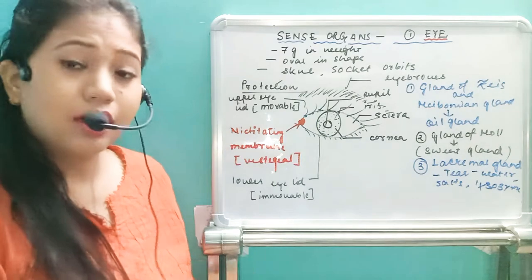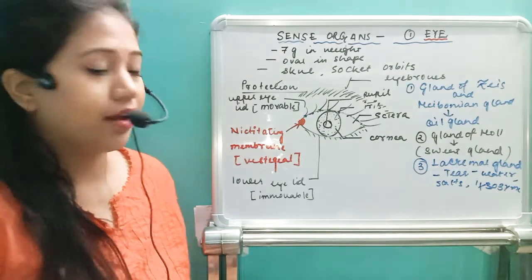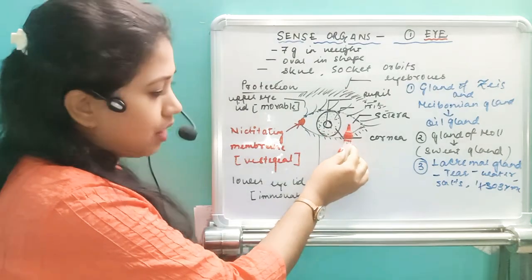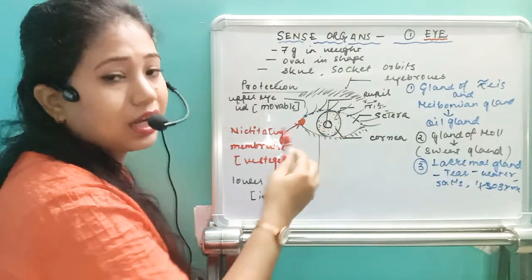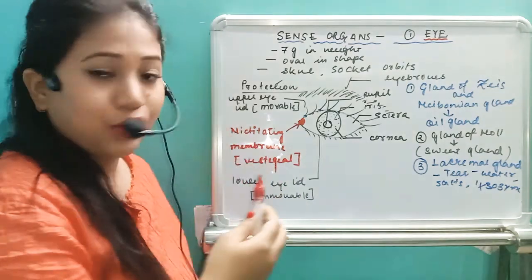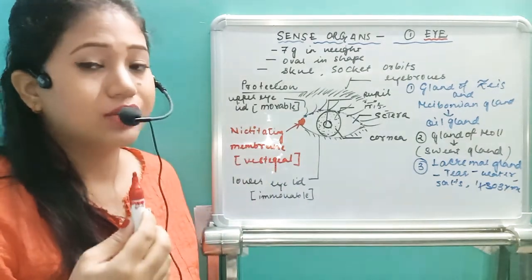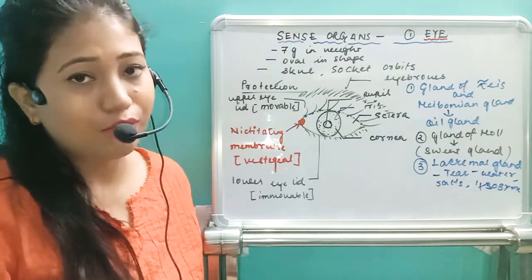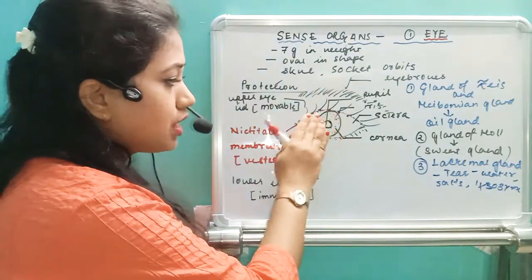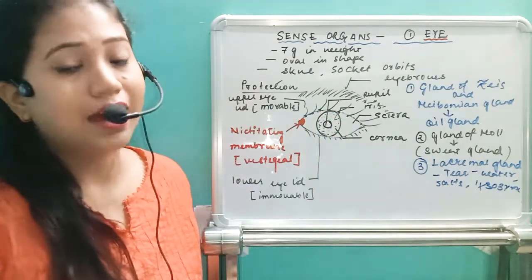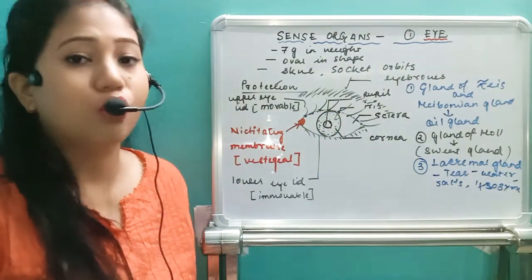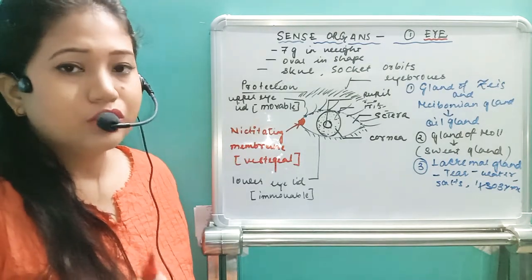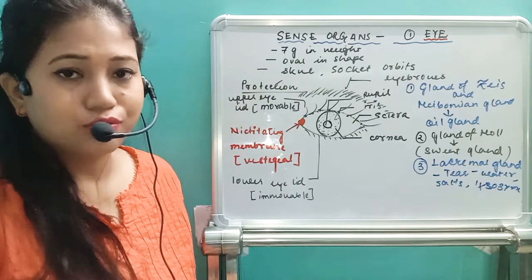Another very important layer we have. See, here the white part is the sclera. This part, which is the colored part, is the iris. In that iris we have a hole called the pupil, through which light enters inside the eyeball. And just to protect this iris, we have the uppermost layer, the cornea. Cornea and sclera are a single layer. This is going to be the outermost layer.